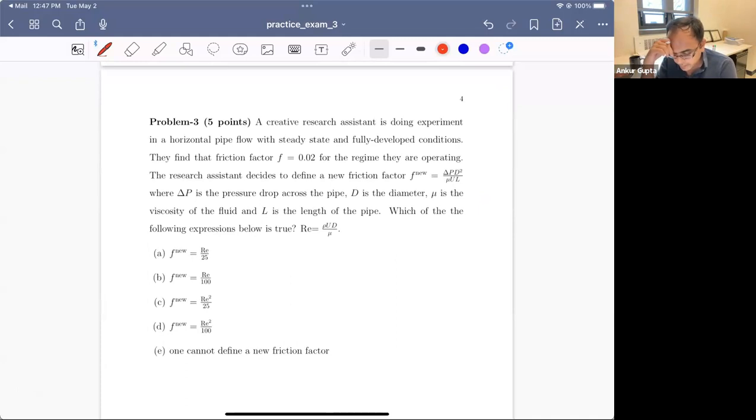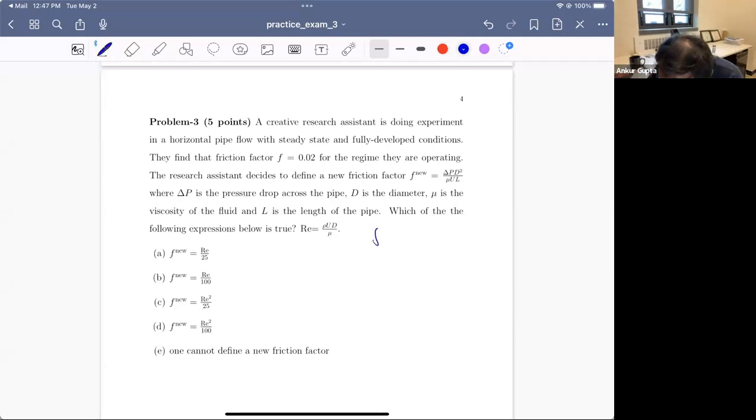So the next problem says a creative research assistant is doing experiments in a horizontal pipe flow with steady state and fully developed conditions. They find that the friction factor is 0.02 for the regime they're operating in. It seems like it's a constant number. Then the research assistant decides to define a friction factor F nu, which is delta P d square by mu UL. So it's not the usual definition we see. The question is, which of the following expressions is true?